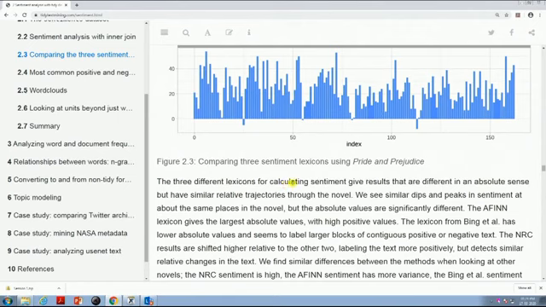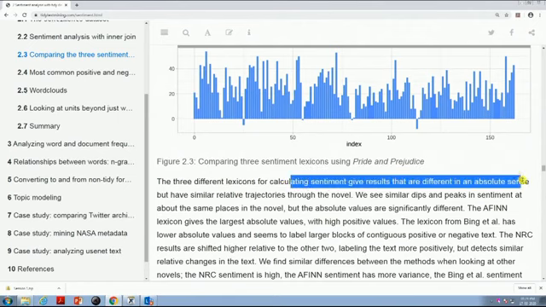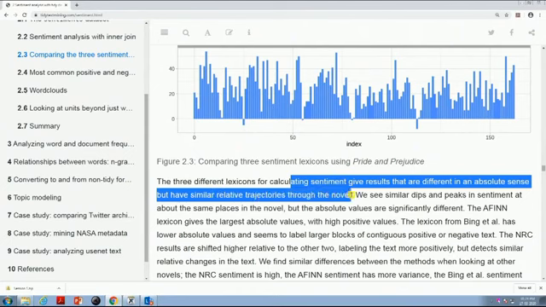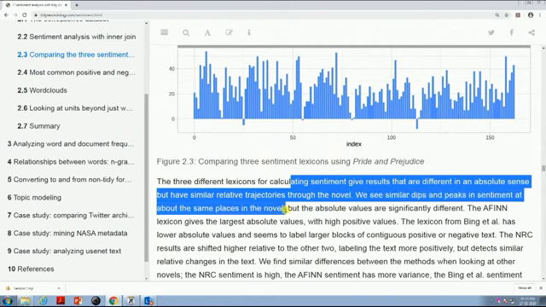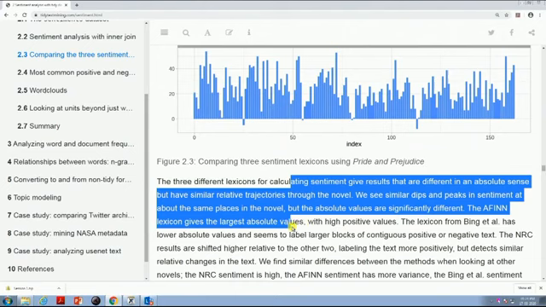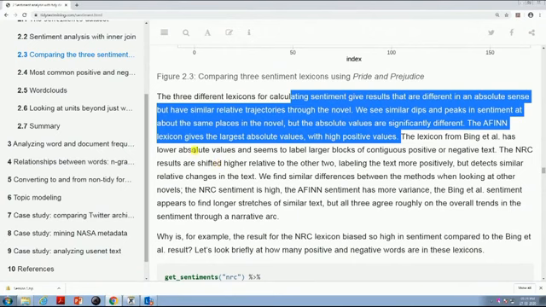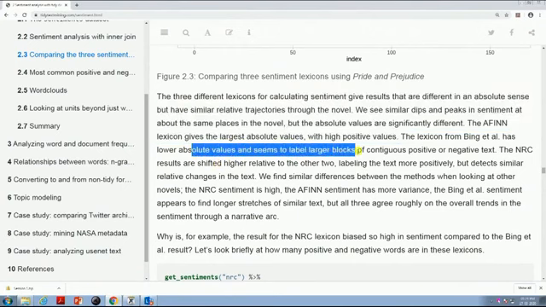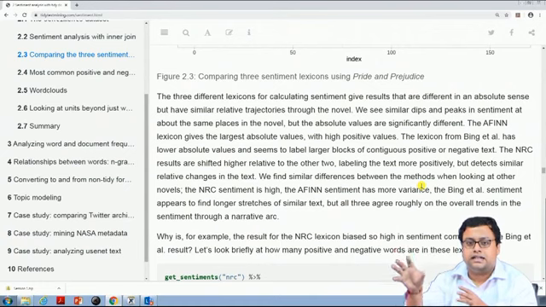So, the three different lexicons for calculating sentiment give results that are different in an absolute sense, but similar in relative trajectories through the novel. We see similar dips and peaks in sentiment at about the same places in the novel, but the absolute values are significantly different. The AFINN lexicon gives the largest absolute values, with high positive values, and the lexicon from Bing et al. has lower absolute values and seems to label larger blocks of contiguous positive and negative text. So, this is something that is important. Not always can you take these libraries' output, whatever the sentiment they say, as the sentiment.